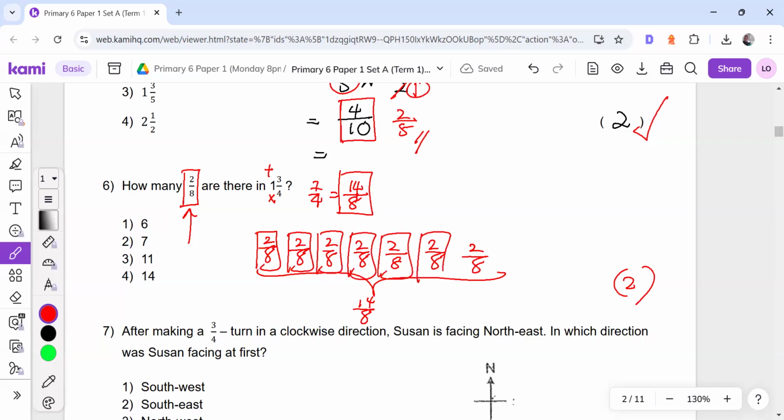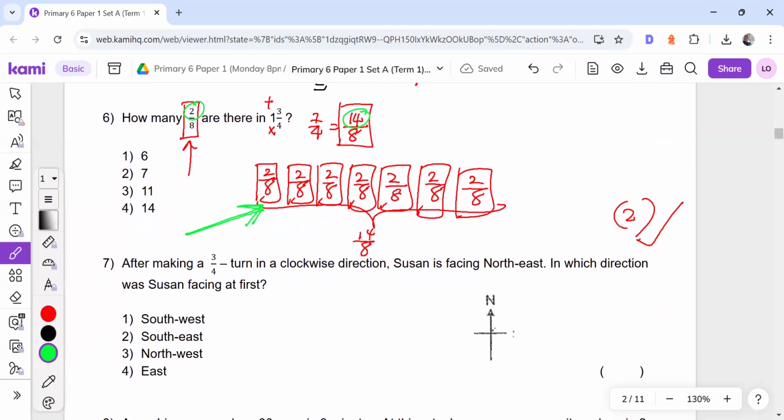All right, is there a faster way to get the answer 7? Yeah, just take what? Just take 14 divided by 2. You get 7. Okay, 14 divided by 2, you get 7 already. Mr. is doing all this to show you how you get 7. But you can just take 14 divided by 2. Understand? Okay, let's go to question 7.